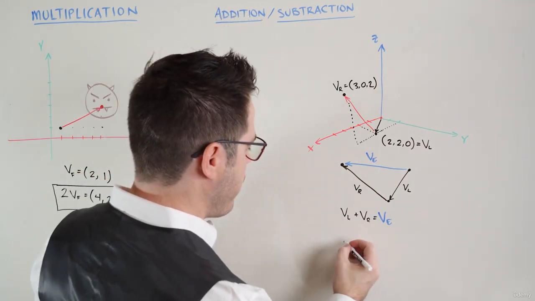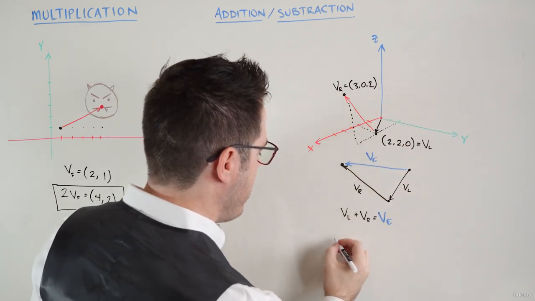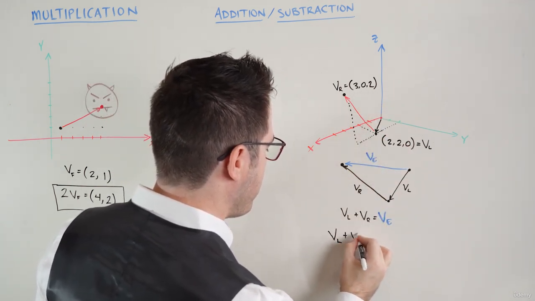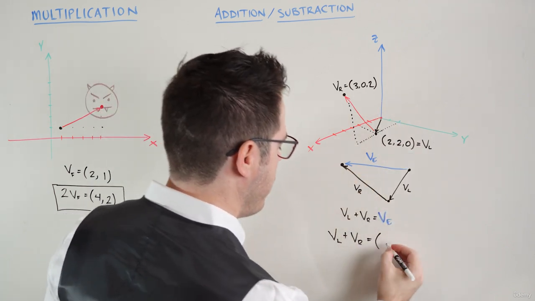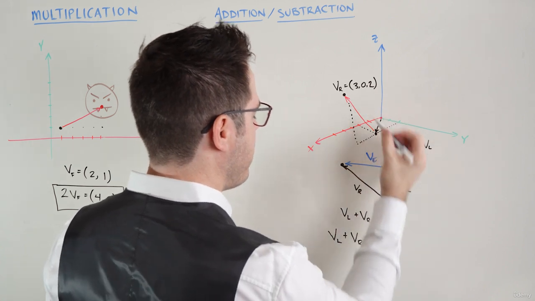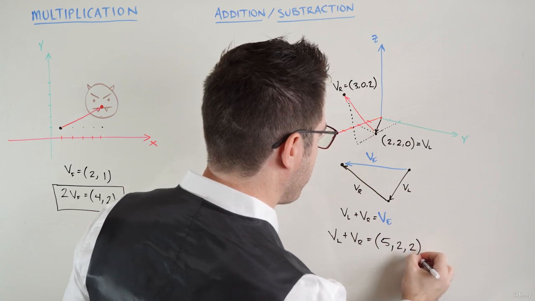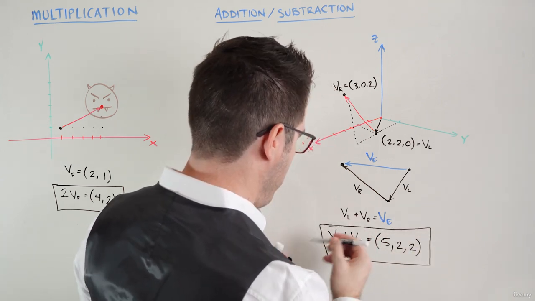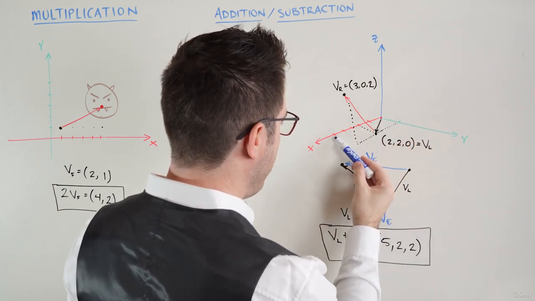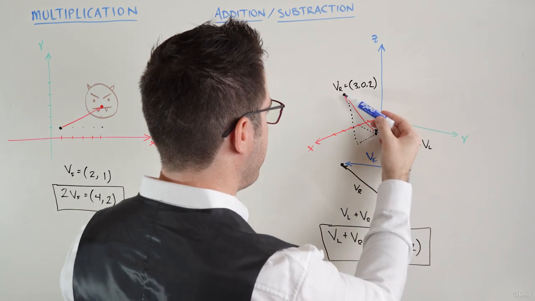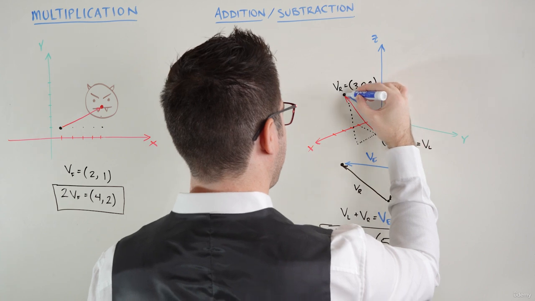We know v sub l is 2, 2, 0. And we know v sub r, that's 3, 0, 2. So the result, v sub l plus v sub r, gives us the vector with x coordinate 2 plus 3, which is 5, 2 plus 0, which is 2, and 0 plus 2, which is 2. This is the result we're looking for. This is v sub e, 5, 2, 2. We'd have to travel 5 units in the x, 2 units in the y, and 2 units in the z to get to v sub e, our explosion point.